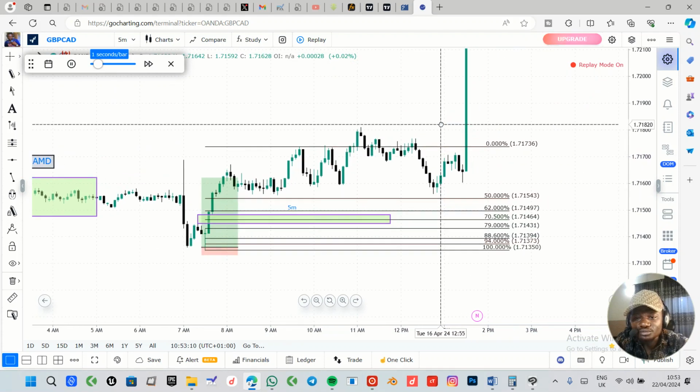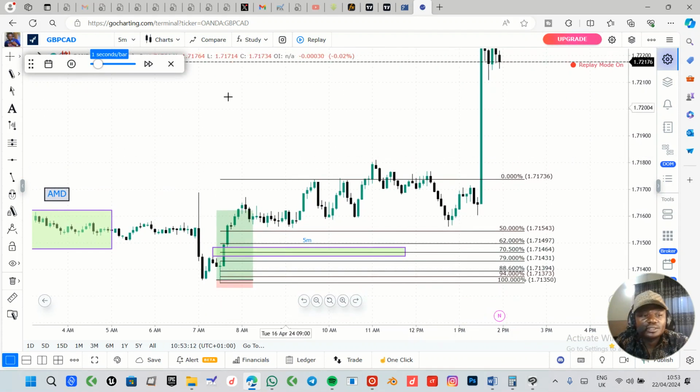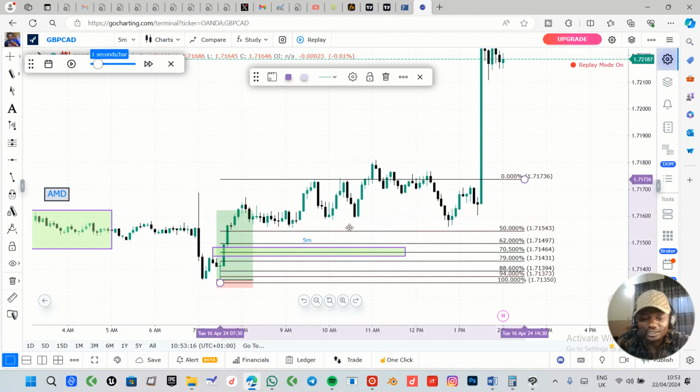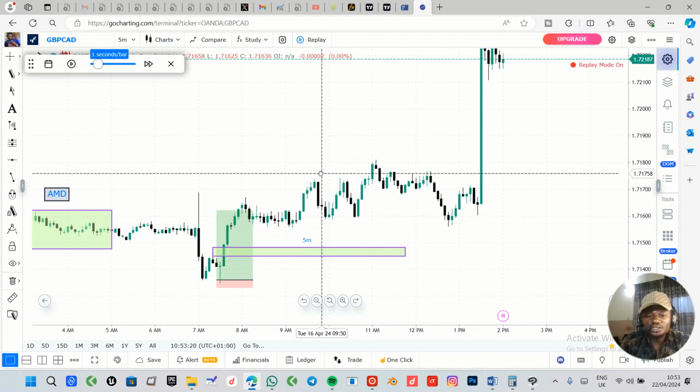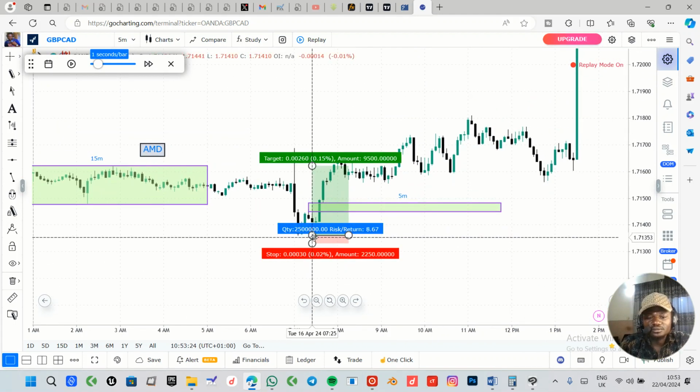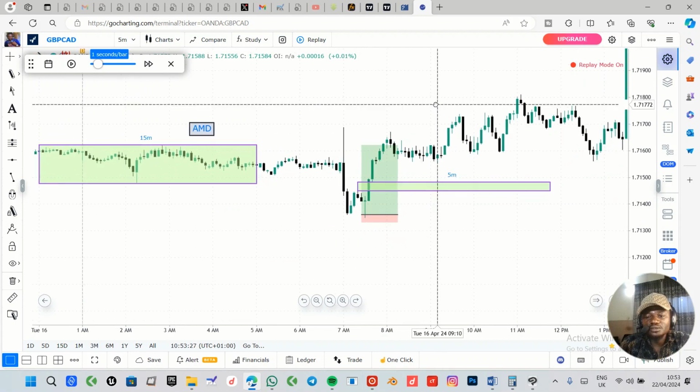Oh, boom, boom, boom. It never came back. Okay, so that's how trading is. It can never be absolute. So you see, the fundamental trader actually got his entry, got his pips and off he goes.